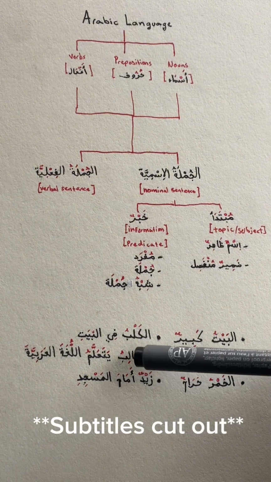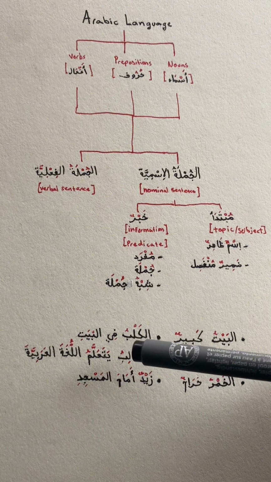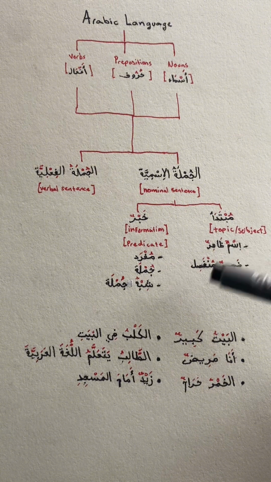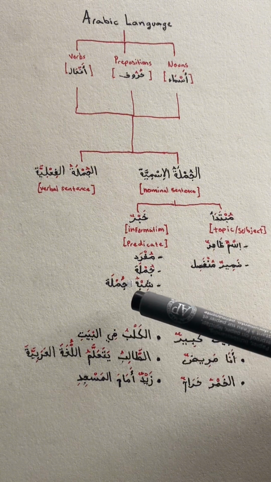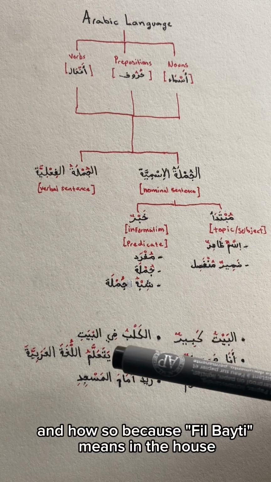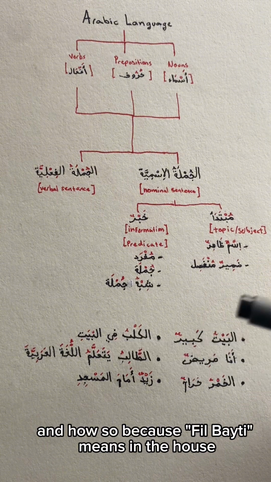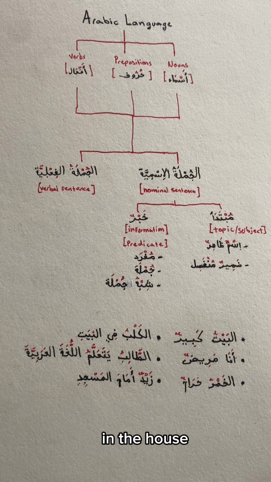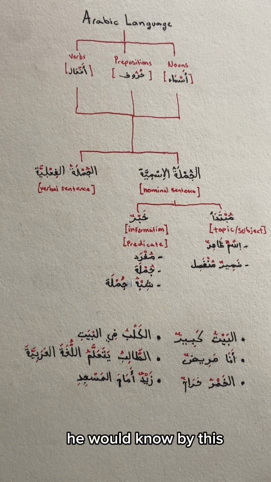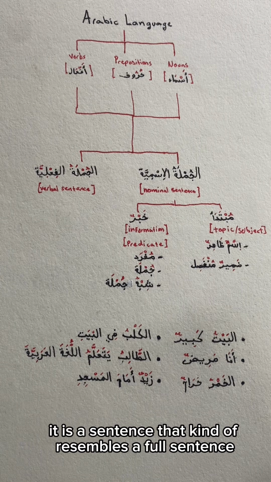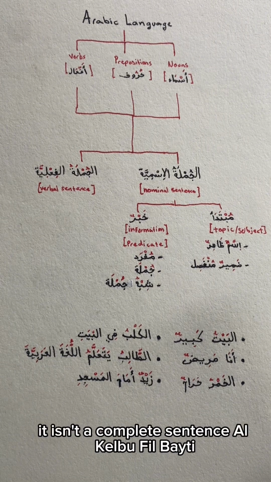An example: al-kalbu fil bayti, meaning the dog is in the house. The dog is the mubtada, the topic, an ism zahir. Fil bayti is the shibhu jumla. And how so? Because fil bayti means in the house. In the house by itself kind of makes sense. If I told somebody, hey, in the house, he would know by this that there is something in the house. However, he wouldn't know fully what's in the house. Therefore, it is a phrase that kind of resembles a full sentence. However, it isn't a complete sentence.